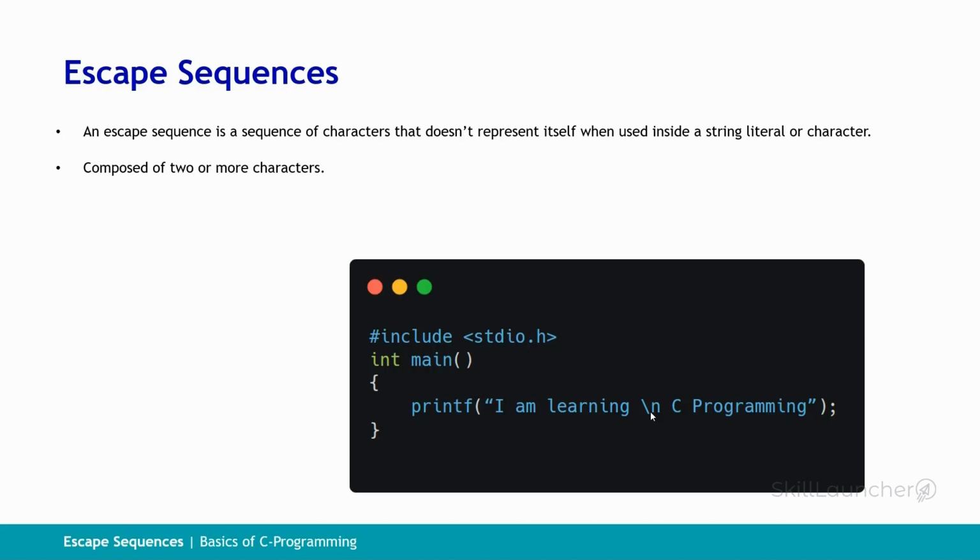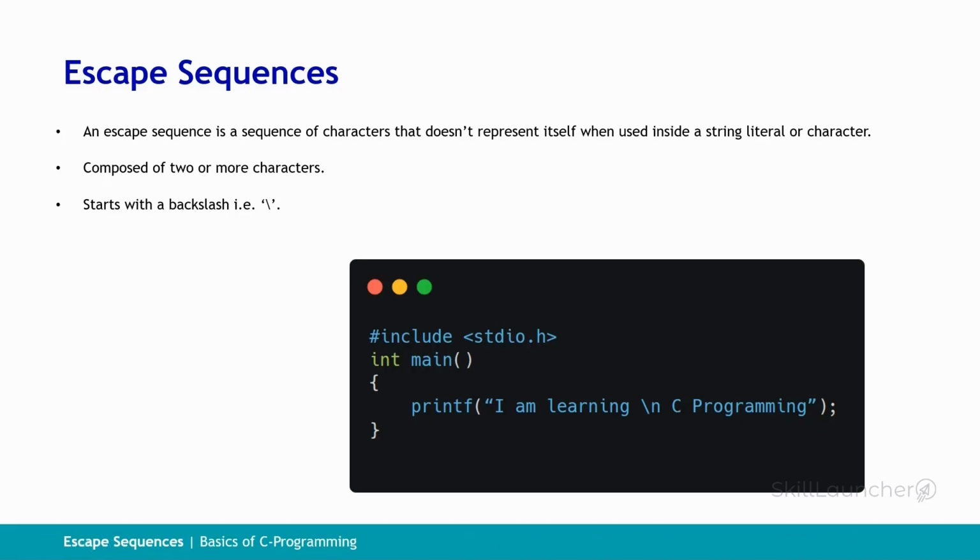An escape sequence may be composed of two or more characters. It always starts with a backslash. Look at this printf statement. Here, the \n is an escape sequence. If we write this statement without using \n, it would be printed as I'm learning C programming on a single line. But due to the use of \n, I'm learning will be printed on one line, and on the next line C programming will be printed.